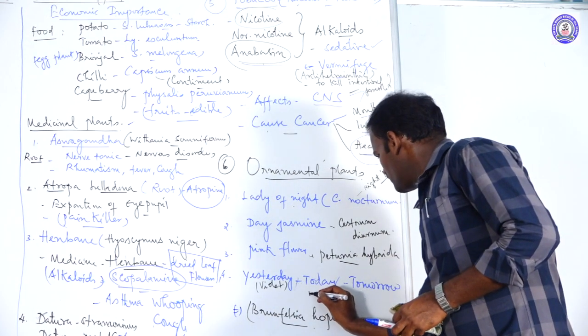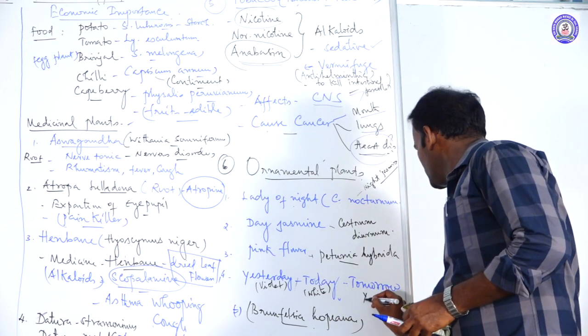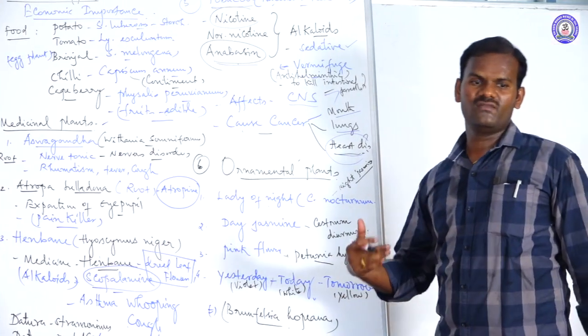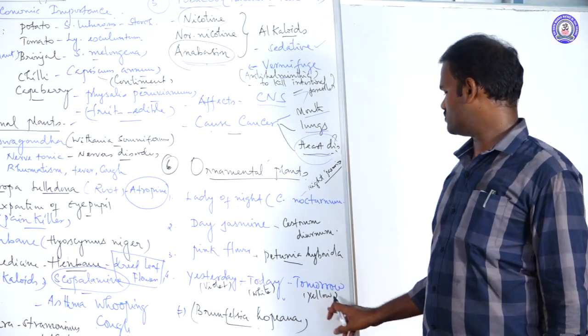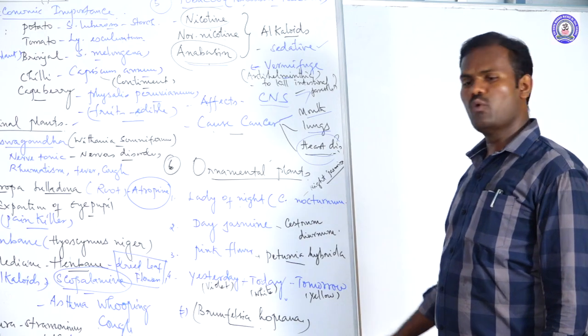Today, white color. Tomorrow, yellow color. So every day the flower changes. That is why they are called the yesterday, today, tomorrow plant. Its binomial name is Brunfelsia hopeana.